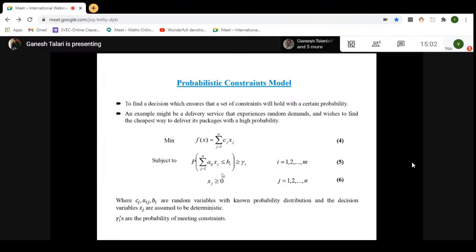Specifically, I have taken the cases: if Cj is the only random variable and the remaining are all deterministic; if Aij is a random variable and Cj and Bi are deterministic; if only Bi is a random variable and the remaining two are deterministic; and the fourth case, where all are random variables. How will your model look then?